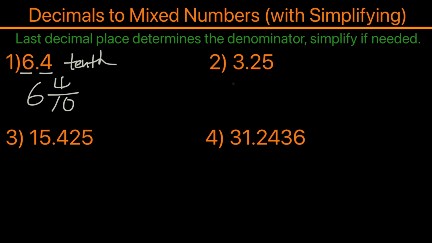Then we can see 4 could be divided by 2 and 10 could divide by 2. So that would become 6 and 2/5.